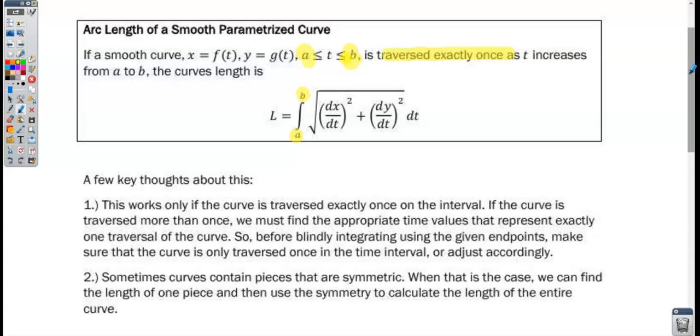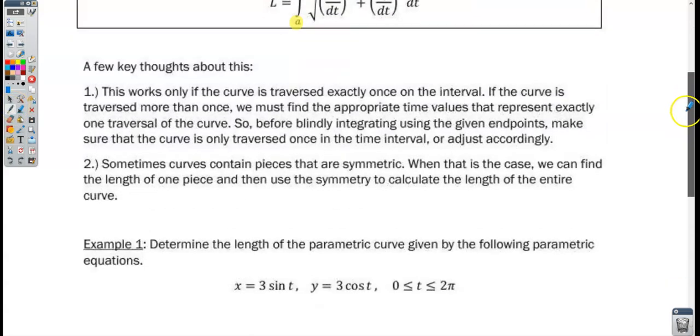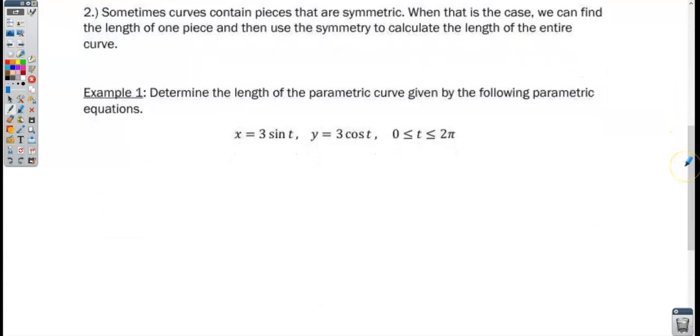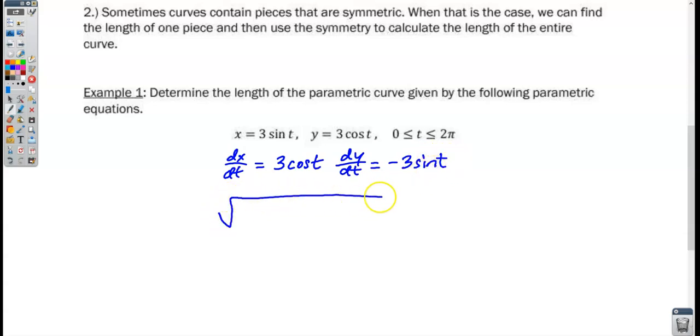Alright, so let's get to it. Let's do a couple of examples. Should be a fairly straightforward lesson here. Example 1, determine the length of the parametric curve given by the following parametric equations. So first I want to find dx dt and dy dt. Dx dt here is 3 cosine of t, and dy dt is negative 3 sine of t. And so our integrand here is going to be the square root of dx dt quantity squared plus dy dt quantity squared with respect to t, and we're going to integrate from one end to the other.